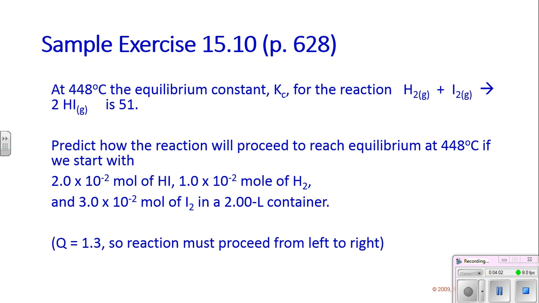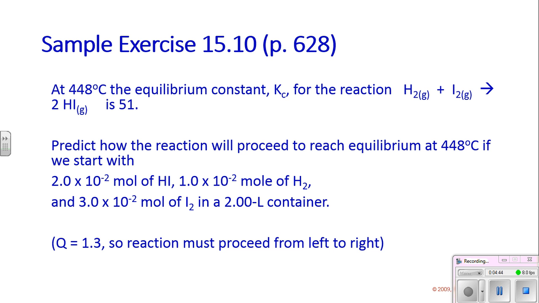Sample exercise 15.10 is on page 628. It says at 448 degrees Celsius, the equilibrium constant, Kc, for the reaction H2 plus I2 produces 2HI is 51. Predict how the reaction will proceed to reach equilibrium at 448 degrees Celsius if we start with 2.0 times 10 to the negative second moles of HI, 1.0 times 10 to the negative second moles of H2, and 3.0 times 10 to the negative second moles of I2 in a 2-liter container.